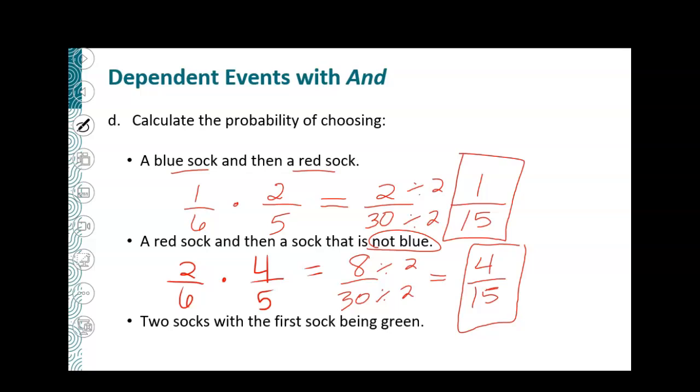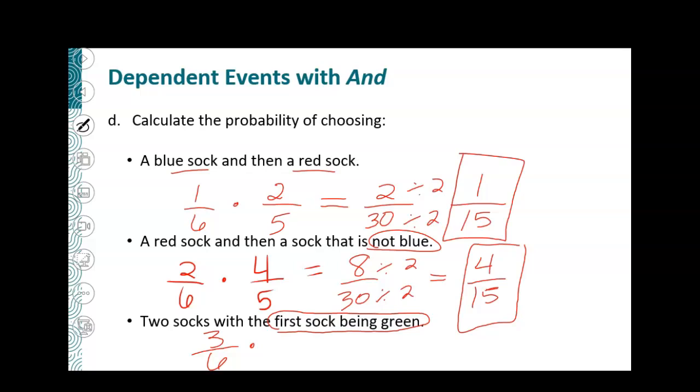Okay. Let's do this one together. Ready? The probability of choosing 2 socks with the first sock being green. So, the first sock being green, that's the first event. How many green socks is there? 3 out of 6. Okay, first event happened.